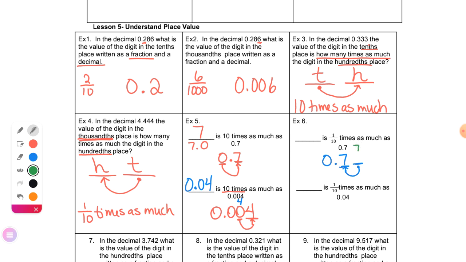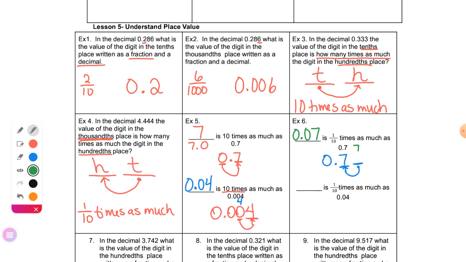I'm going to write it up here. What do I write as my answer? Hutley? 0.07. Good job. 0.07. And that would be saying 70 cents is 1/10 times as much as 7 cents. If you took 70 cents divided by 10, would you get 7 cents? Yeah, so that one makes sense.